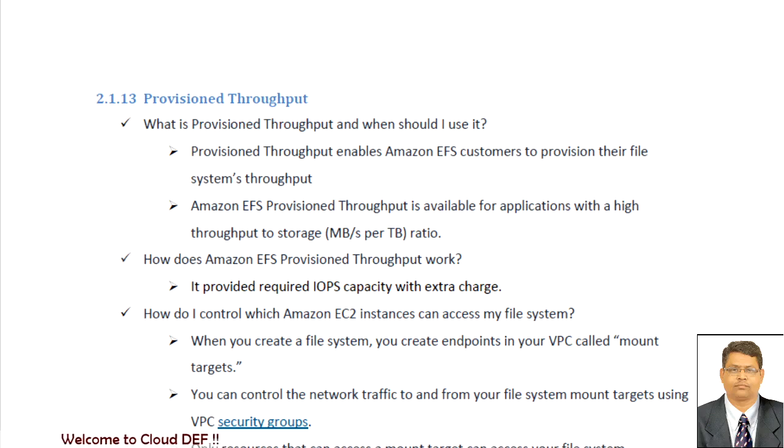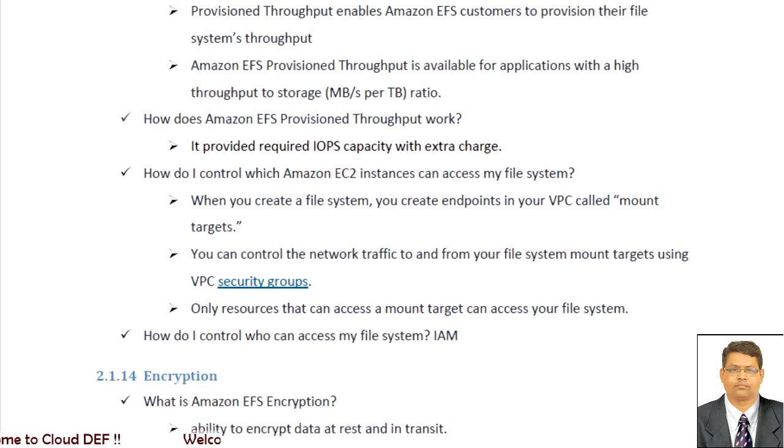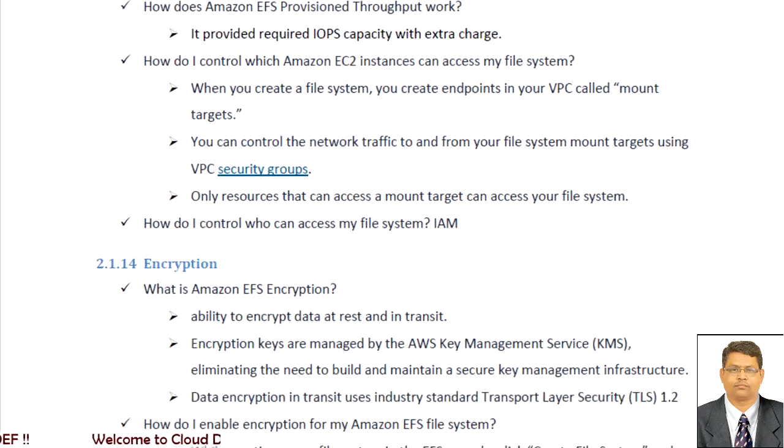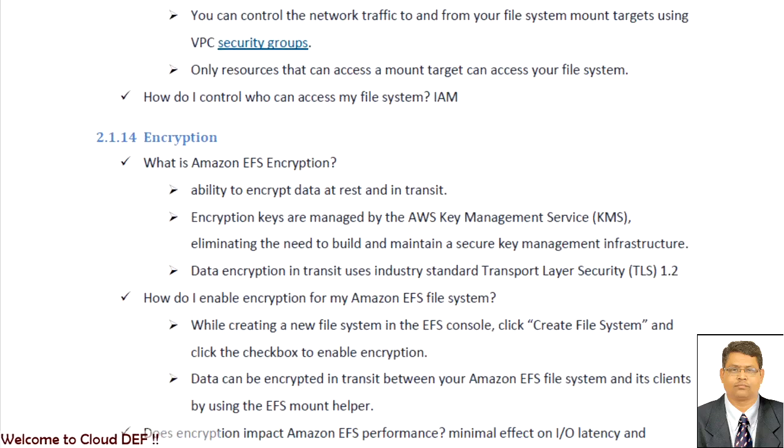How do I control which Amazon EC2 instances can access my file system? When you create a file system, you create endpoints in your VPC called mount targets. You can control the network traffic to and from your file system mount targets using VPC security groups. Only resources that can access a mount target can access your file system. How do I control who can access my file system? IAM.